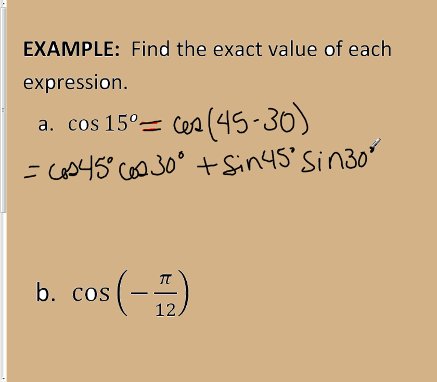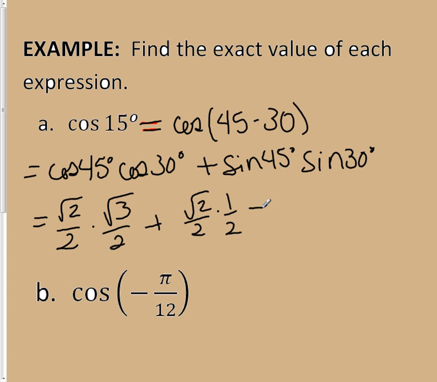We know the cosine of 45 degrees is the square root of 2 over 2. And the cosine of 30 degrees is square root of 3 over 2, plus the sine of 45 degrees is square root of 2 over 2. The sine of 30 degrees is 1/2. And so we end up with the square root of 6 plus the square root of 2, all over 4. That one's pretty straightforward.